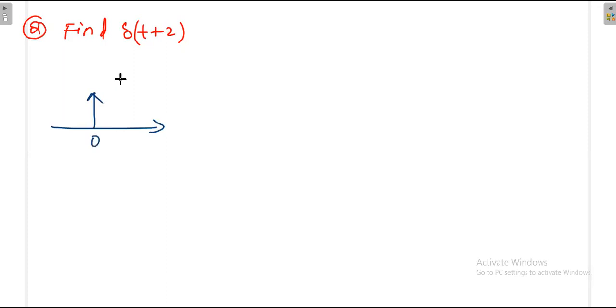Now the question is: find del of t plus 2. Already you know what del t is. First I will write del t. Now del t will be like this, like an impulse exactly at 0. This is del t, and this is the time axis. Now for t plus 2, my diagram will be shifted towards the left by 2 units. So my shifted impulse will be here. This is del of t plus 2.